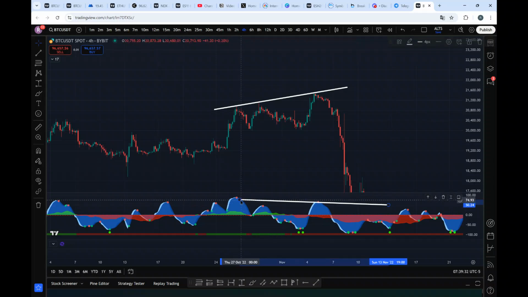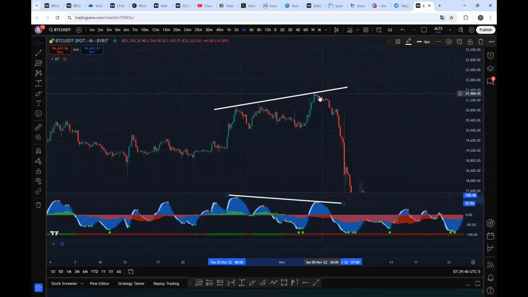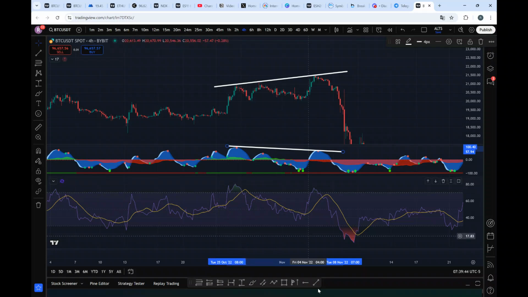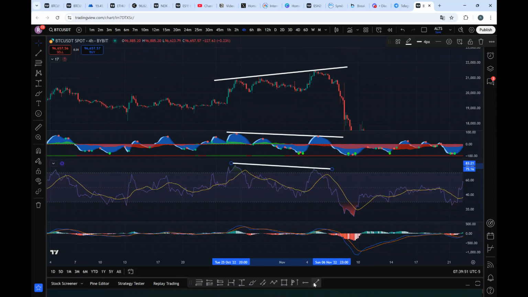Now here you can see it also played out on the 4 hour. The momentum wave was making a lower high, price was making a higher high, confirmed divergence. Let's see what the RSI did. Yes, the RSI also showed you a lower high. And let's see what the MACD did. This one also showed you a lower high.